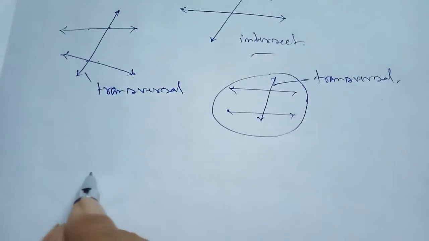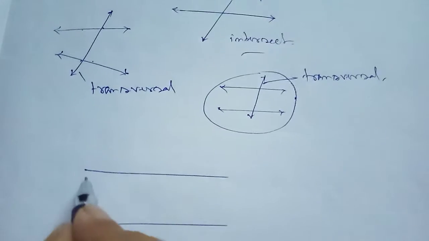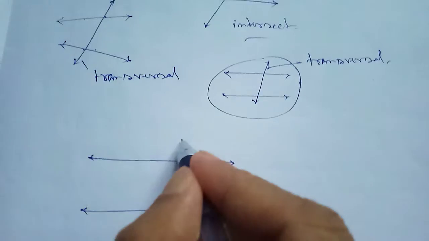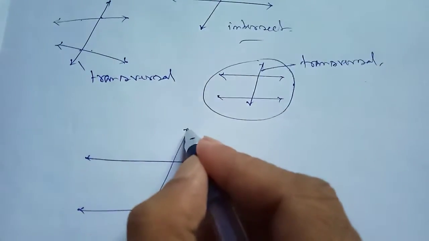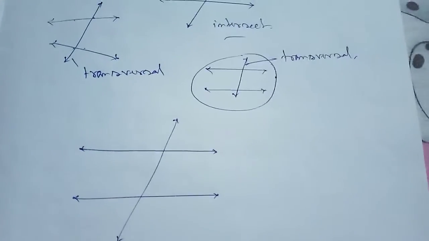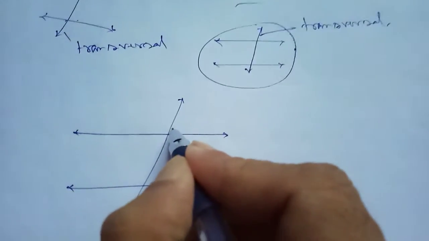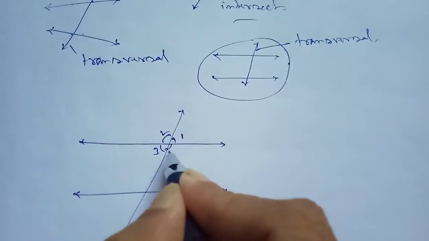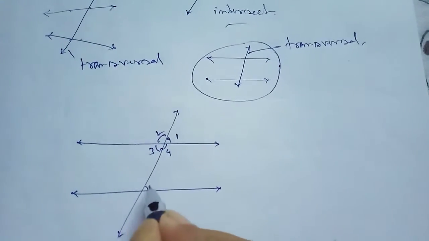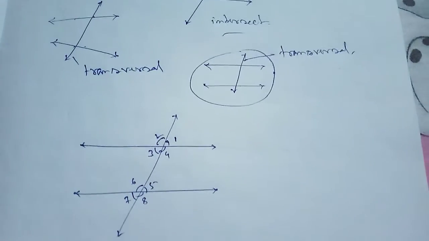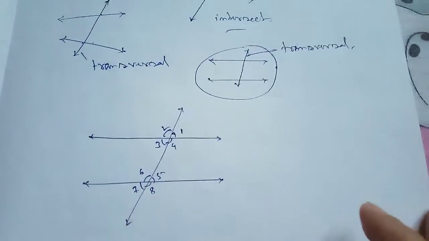Now let us see. This is one, these are one pair of parallel lines. Another one. When this transversal intersects these two lines, some angles are formed. This is angle 1, angle 2, angle 3, angle 4, angle 5, angle 6, angle 7, angle 8. There are some relations in these angles, so you must remember all these angles.